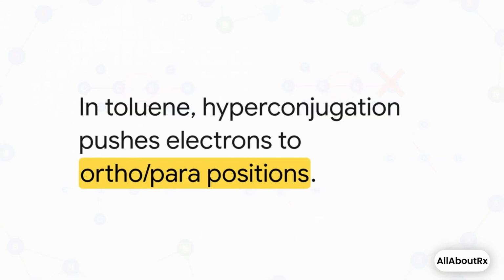And this invisible stabilization practically dictates macroscopic outcomes in the lab. Take toluene, for instance. Hyperconjugation actually pushes the electron density specifically to the ortho and para positions. It's so strong that it overpowers the standard inductive effect, literally controlling where electrophilic aromatic substitution occurs.